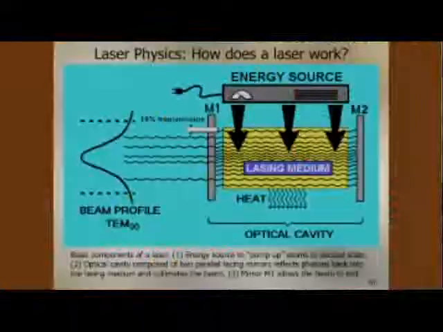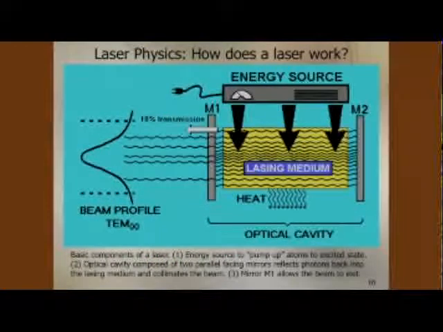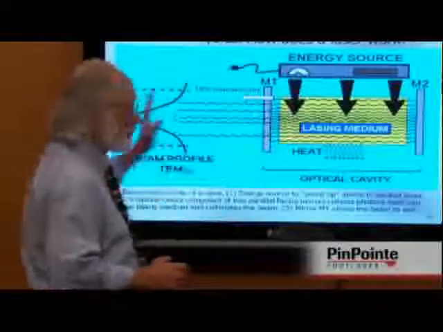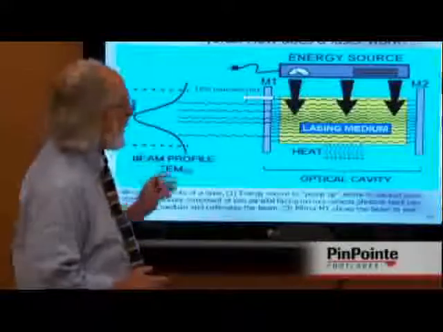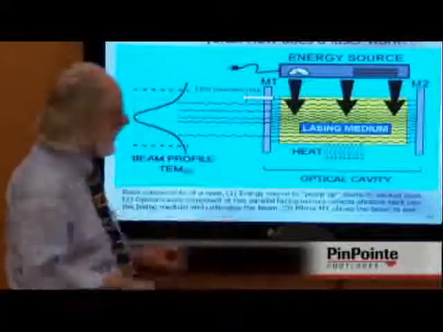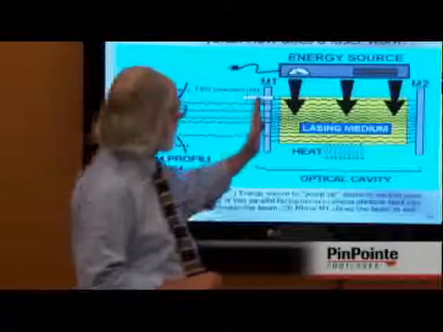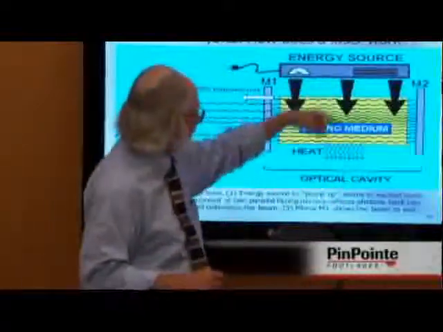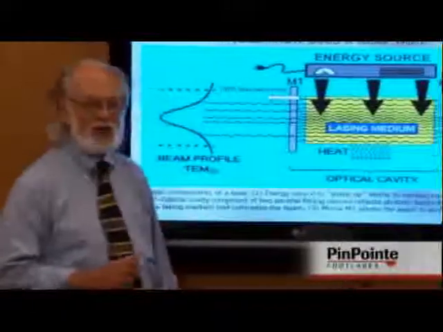This is called the optical cavity. Two mirrors facing one another and all that lasing going on in there. One mirror is partially transmitting, shows a 10% transmission. This comes out as a laser beam. And not only does that process collimate the beam, but the parallel mirrors also collimate it. Anything going off, scattering off to the side, is absorbed in the wall of the cavity.